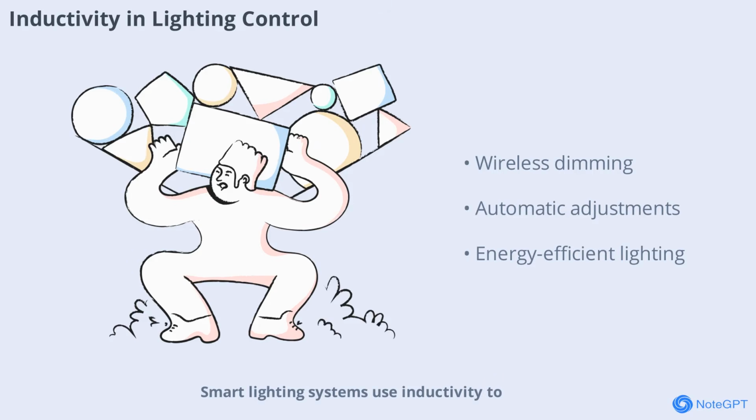Smart lighting systems use inductivity to enable wireless dimming and color control. Inductive sensors detect presence and adjust lighting automatically, creating energy-efficient and responsive environments.